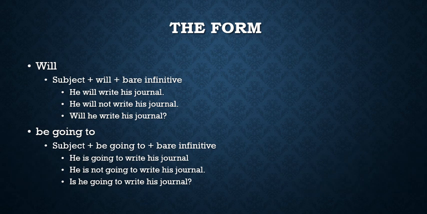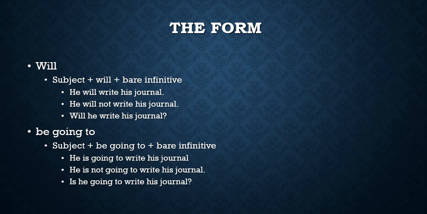For example, in the first sentence, he will write his journal. That is the positive form. And then for the negative form, he will not write his journal. And then for the interrogative form, will he write his journal? That's for will. And then for be going to, we have subject, be going to, and bare infinitive.